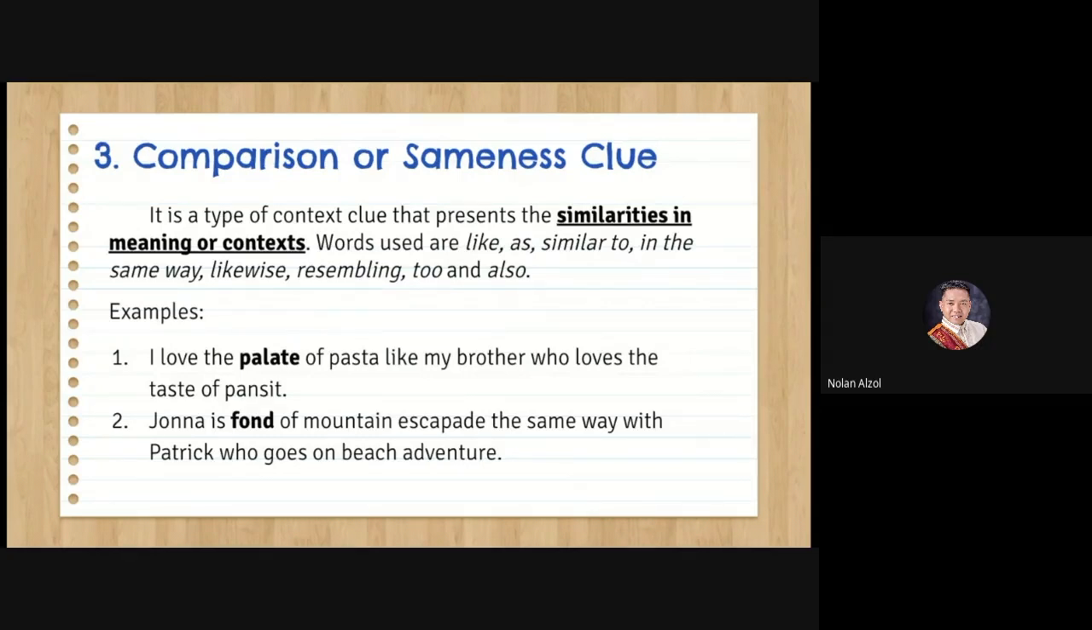It is a type of context clue that presents the similarities in meaning or contexts. Words used are like, as, similar to, in the same way, likewise, resembling to, and also. So the example sentences are: I love the palate of pasta, like my brother who loves the taste of pancit.